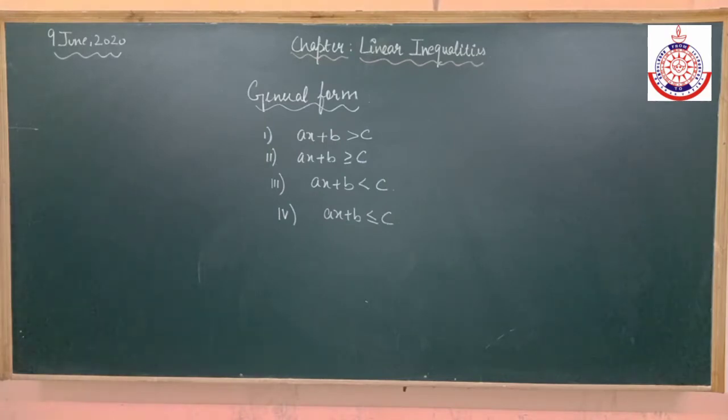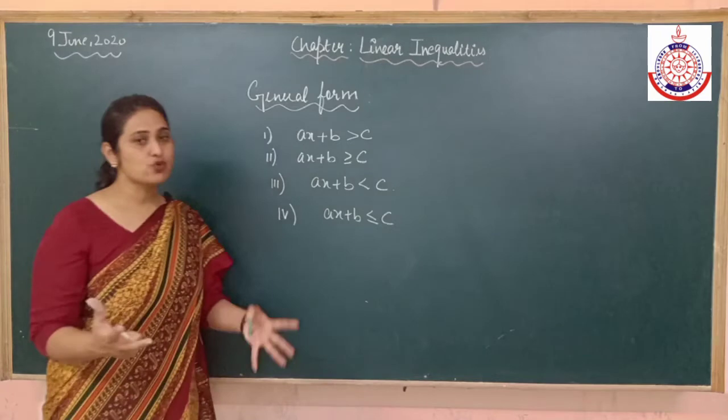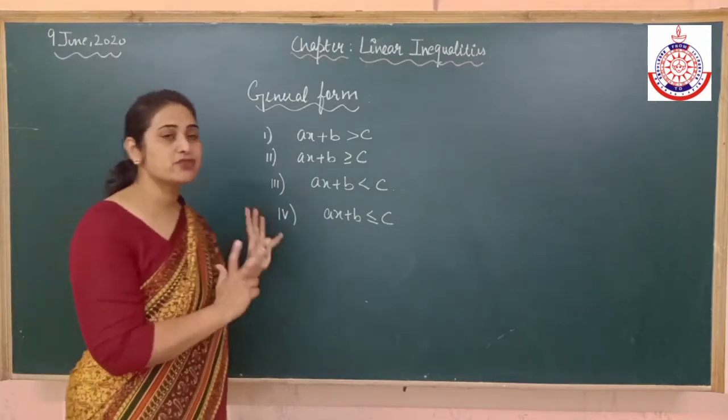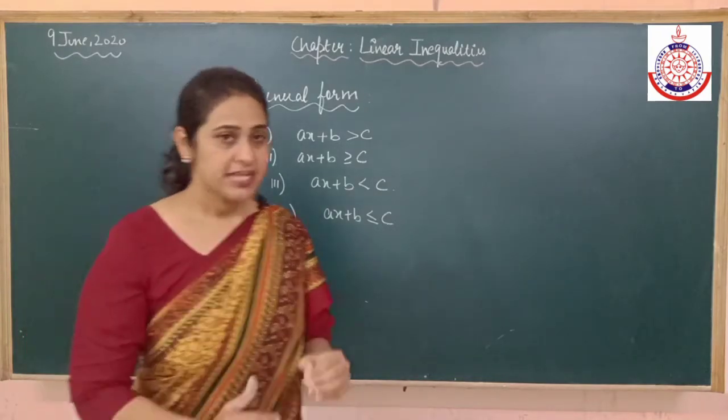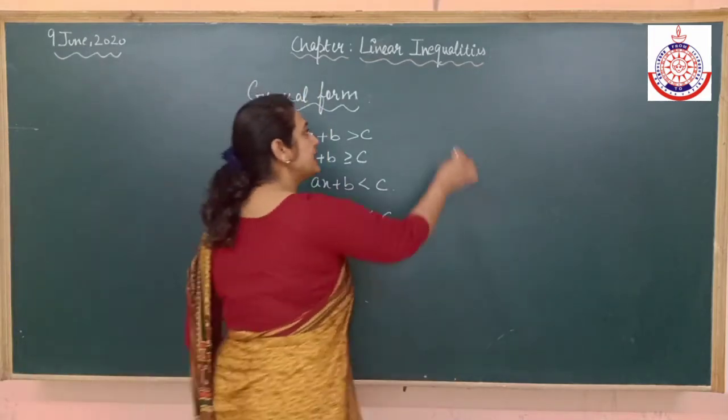Alright, so these are the general forms of linear inequalities. Ax plus b greater than c, ax plus b greater than or equal to c, ax plus b less than c, ax plus b less than or equal to c. The examples which were written before, if you correlate, all are correlated with one of the forms mentioned here.